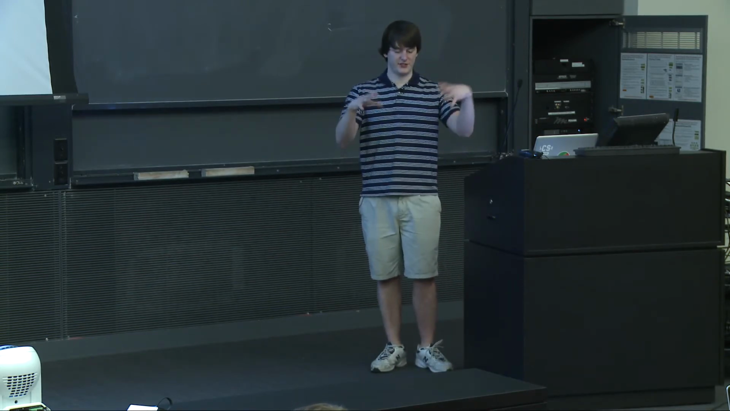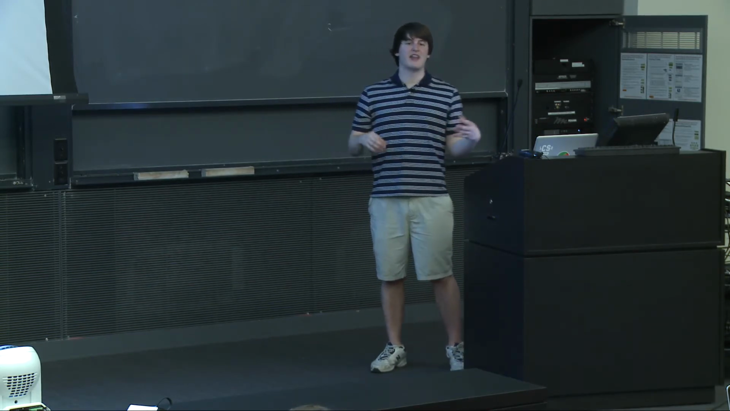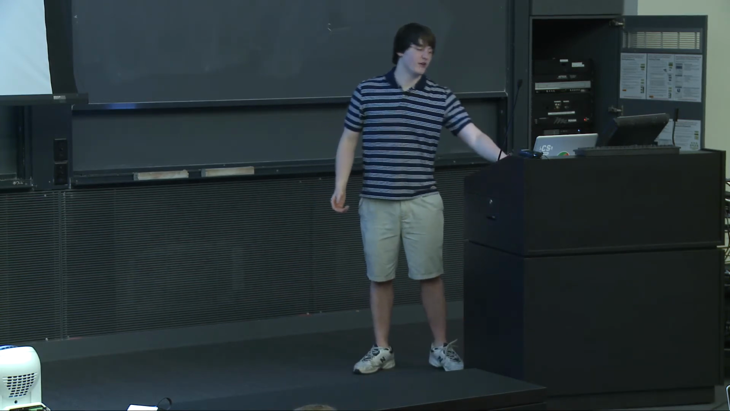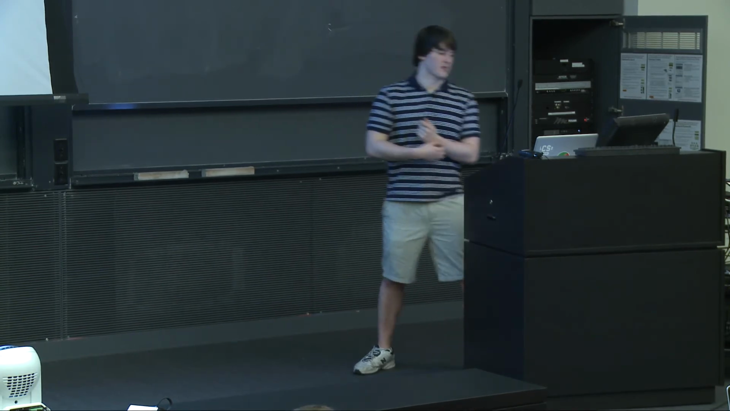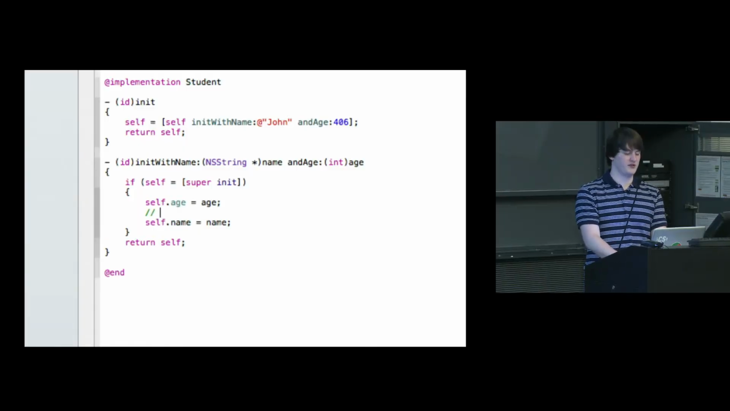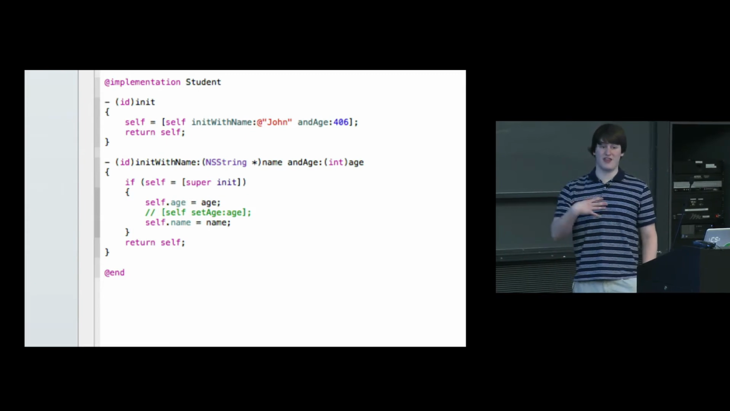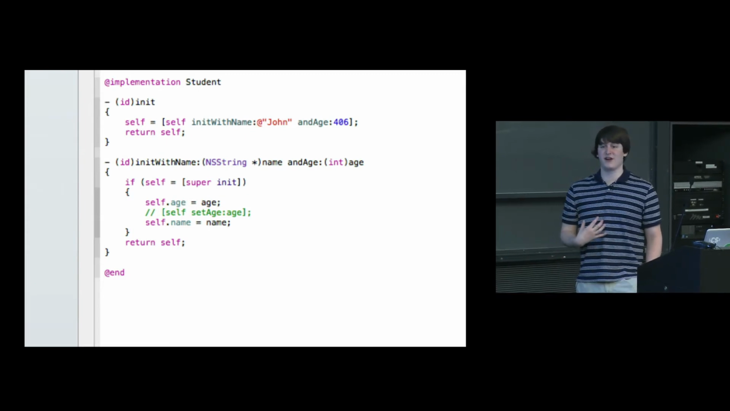When I have a student, like I just allocated a student, and then I pass that student the message init with name whatever, then self refers to that student I just passed the message to. And so similarly, self.age, which is also equivalent to self set age age. So self.age refers to this student. We want to set our own age instance variable to age.